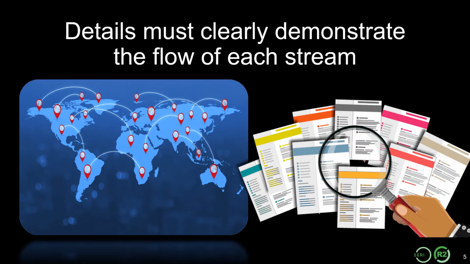Each stage in the tracking process will have its own unique set of records. In order to be effective, records must be complete and clearly demonstrate the flow of each stream of equipment, components, and materials at each stage in the tracking process.